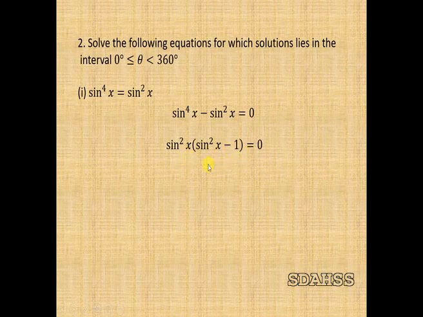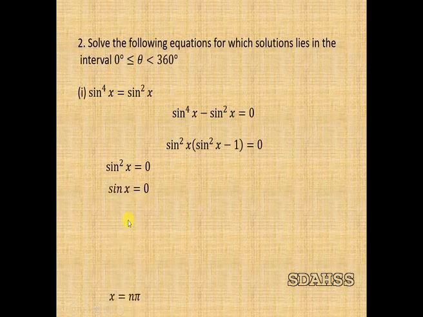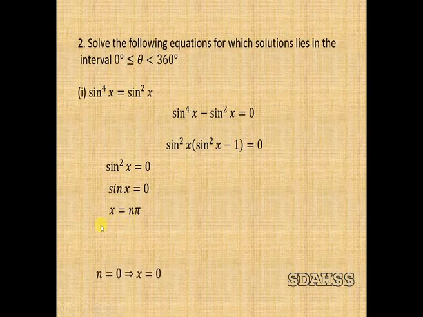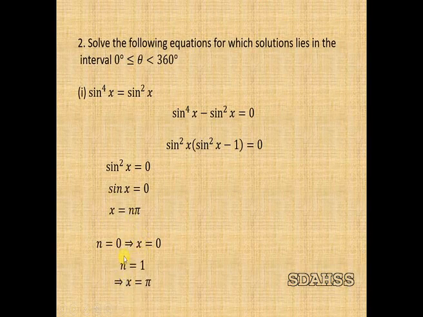Now equating the first factor to 0. First factor is equal to 0 means sin square x is equal to 0. Square root on both sides. So you have sin x is equal to 0. Sin x equal to 0 means x is equal to n pi. Substitute n is equal to 0. So you have x equal to 0. Substitute n is equal to 1. So you have x is equal to pi.